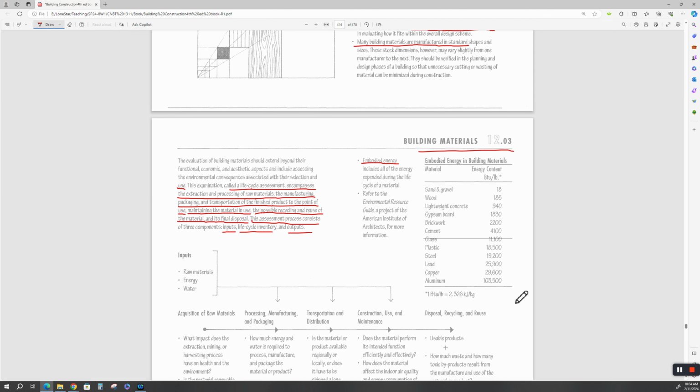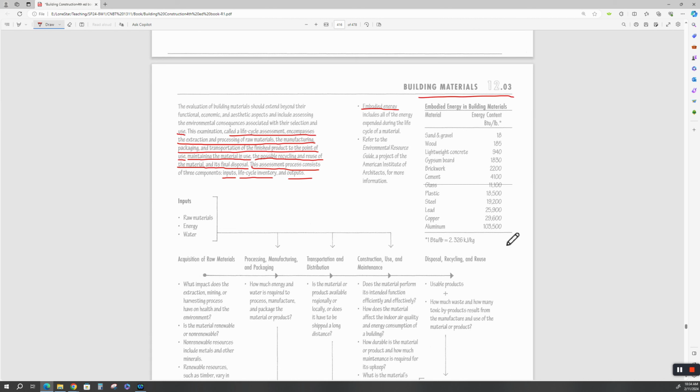Now, what does this mean to us? Not really much. If I need a reinforced concrete foundation wall, I'm going to use reinforced concrete. And yes, this is the embedded energy, the E of the concrete. So let's go back over here to this life cycle assessment thing.